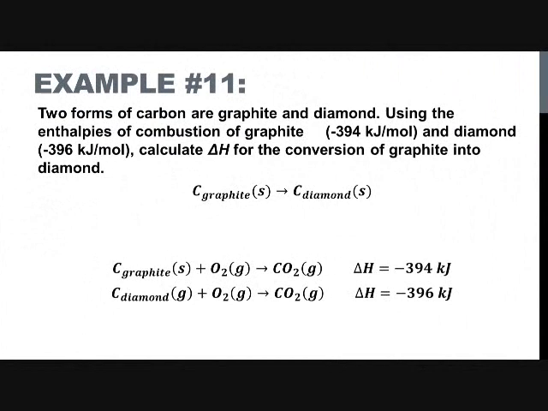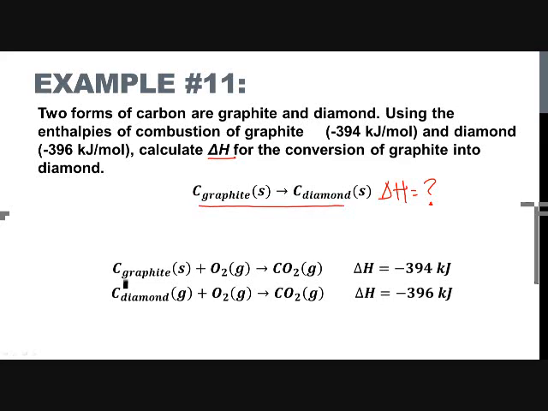We have 2 forms of carbon, graphite and diamond. The reaction is given to show that the graphite turns into diamond, and we want to know the change in enthalpy for that conversion. So we're going to find the change in enthalpy for this overall reaction. Looking at our 2 steps, one of them involves graphite, one involves diamond, for their combustion. This is how we found the changes in enthalpy for them.